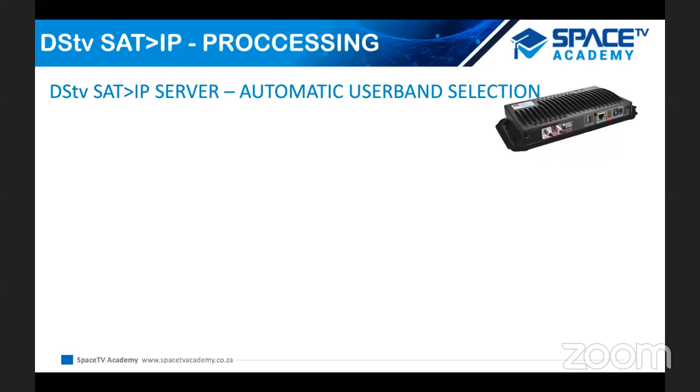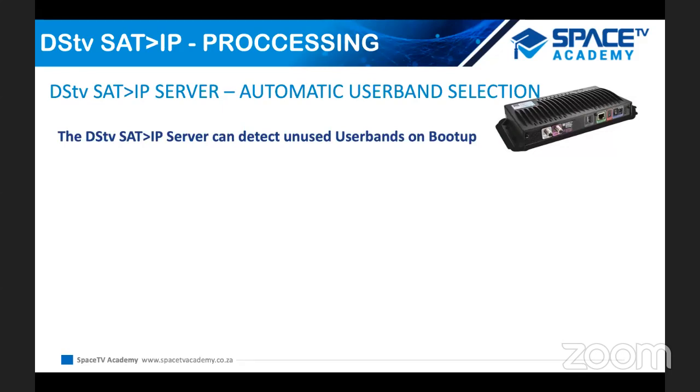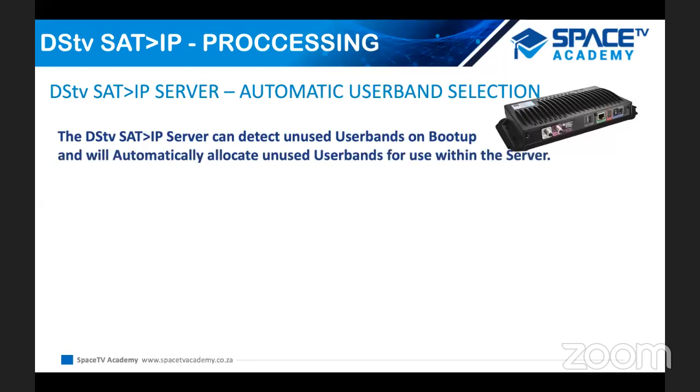This DStv SATIP server can also do automatic user band selection when you are feeding it with a unicable or SATCR LMB, which means it's not like the decoders where you had to go in and manually set up, in extra view scenarios, the user bands. The SATIP server will automatically detect it. So the DStv SATIP server can detect unused user bands on boot up and will automatically allocate unused bands for use with the server. How it works.